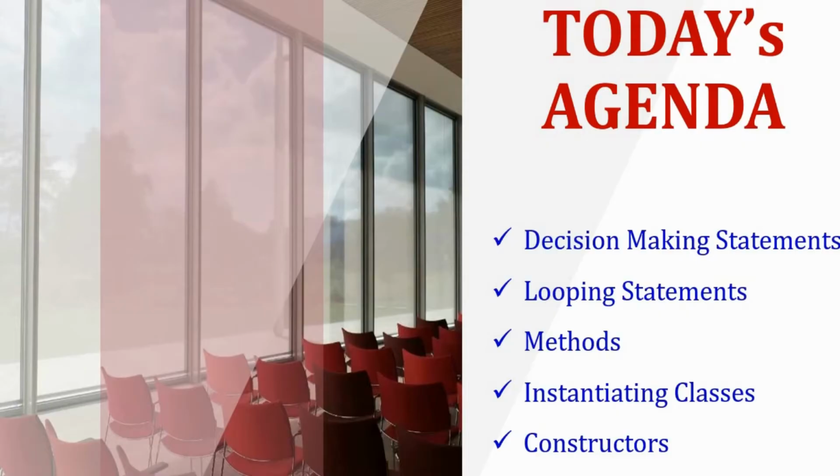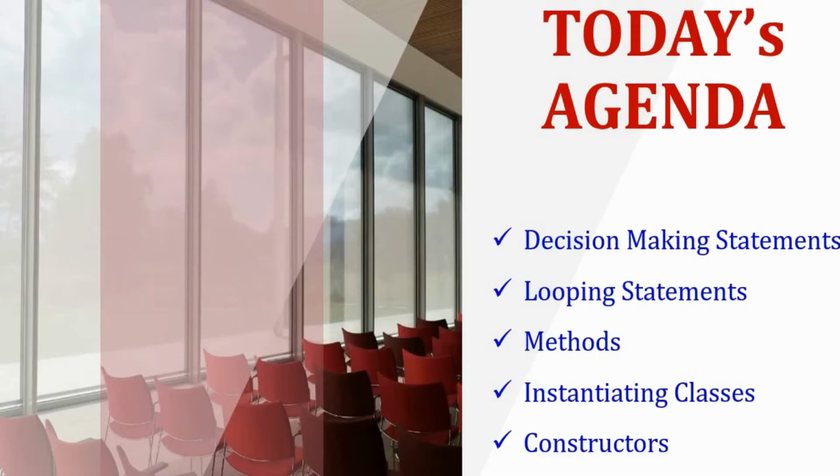What I will explain about these two sections in this video is how to code them in Java, that is, how to develop a decision-making construct and a looping construct using Java. After that we will learn about methods. Methods are nothing but functions. After that we will learn how to instantiate a class, that is, how to create an object for a class. Finally we will learn about constructors.